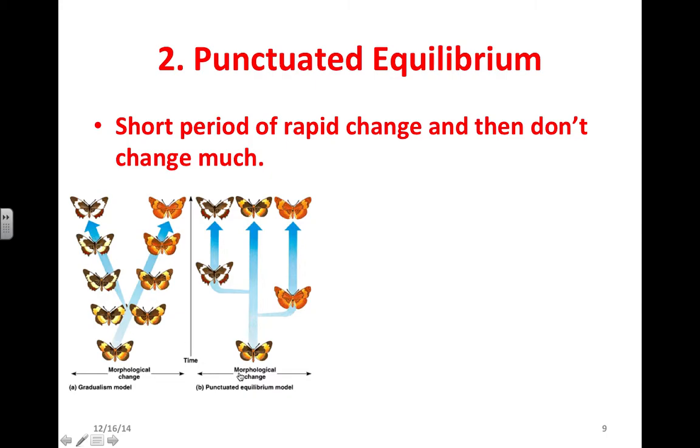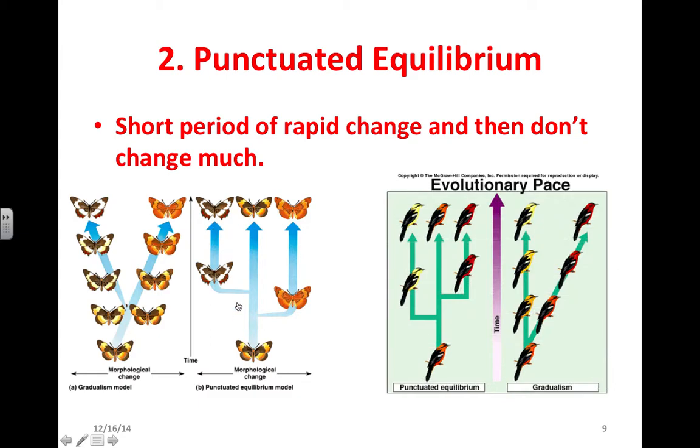In punctuated equilibrium, we get this rapid change. All of a sudden, it goes from brown to red in this short period of time. And then it doesn't change so much after that anymore. Some of them don't change at all. And some of them, another rapid change in a short period of time from here to here, instantly turns white. And then it doesn't change so much anymore.